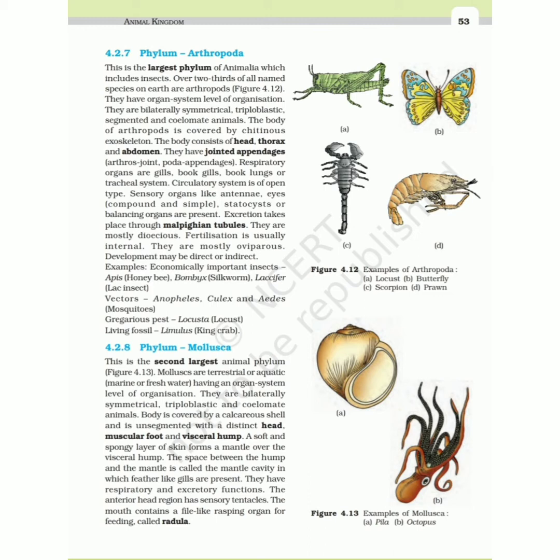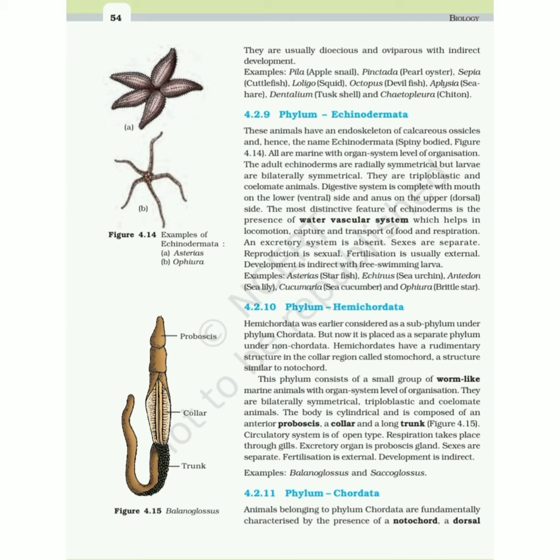They are usually dioecious and oviparous with indirect development. Examples: Pila, apple snail, Pinctada, pearl oyster, Sepia, cuttlefish, Loligo, squid, Octopus, devilfish, Aplysia, Dentalium, tusk shell, and Chaetopleura, chiton.